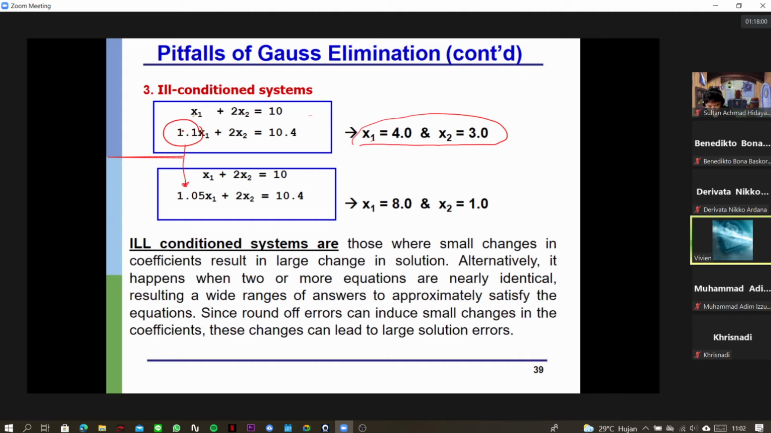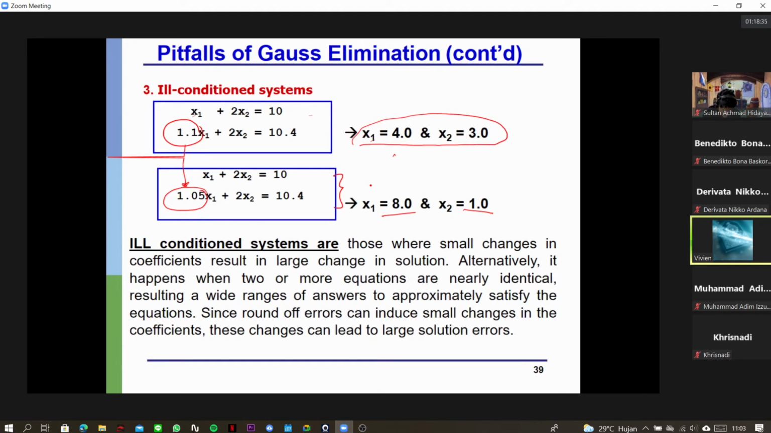Well, say, for example, if during the calculations to obtain the coefficient matrix here, we have a slightly reduced value, very close to that. Initially it is 1.1, now we insert 1.05. Now we see that the result for this system changes a lot. Initially x1 was 4, now it becomes 8, and x2 initially 3 now becomes 1. So this is called an ill-conditioned system. It means that when we change a little bit of value in the coefficients, that will result in a large change in the solution.